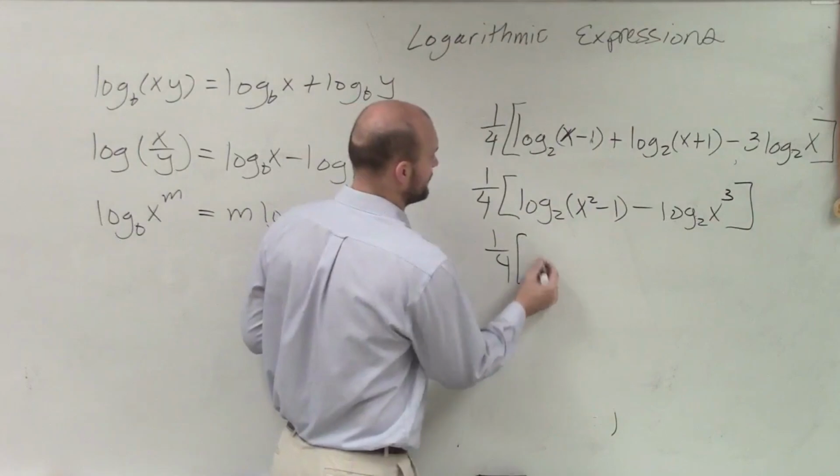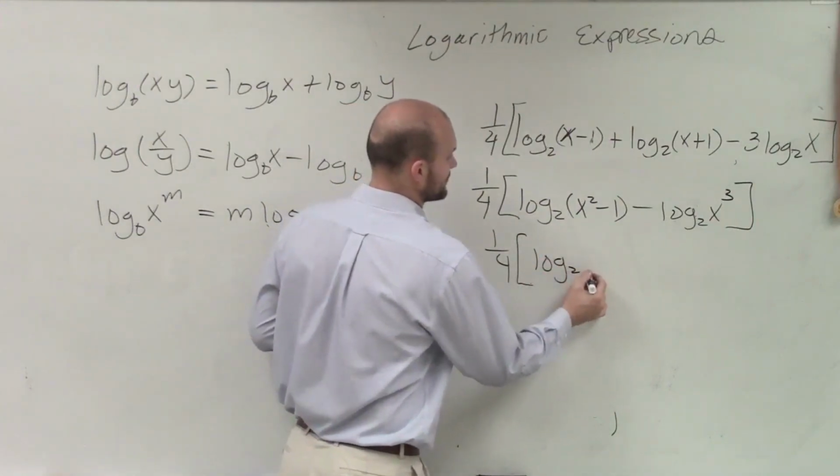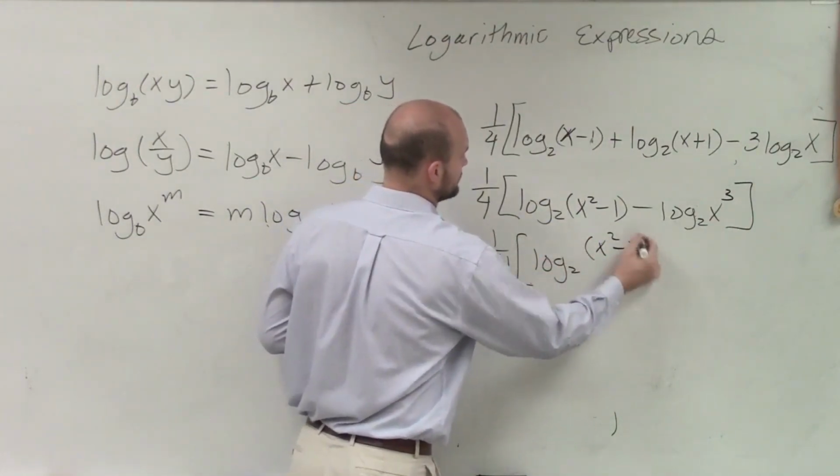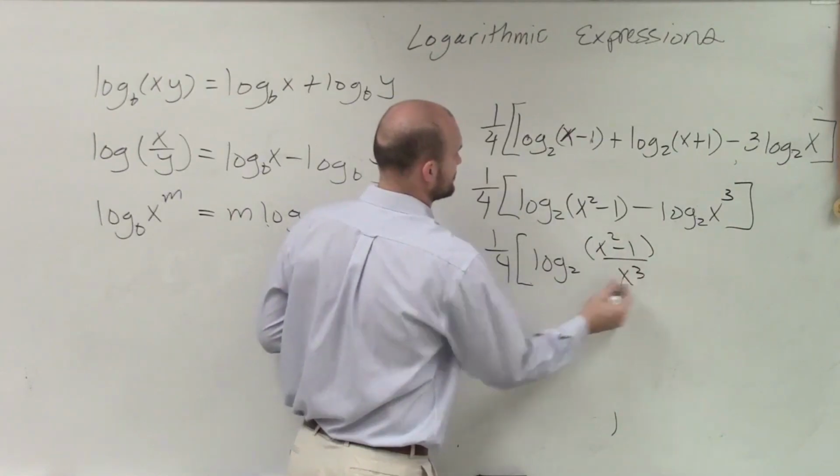So we have 1/4 log base 2 of x squared minus 1 divided by x cubed.